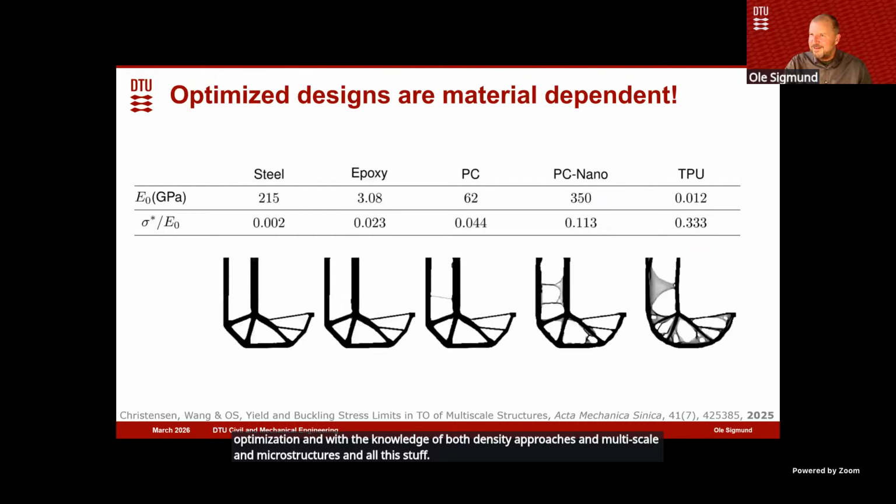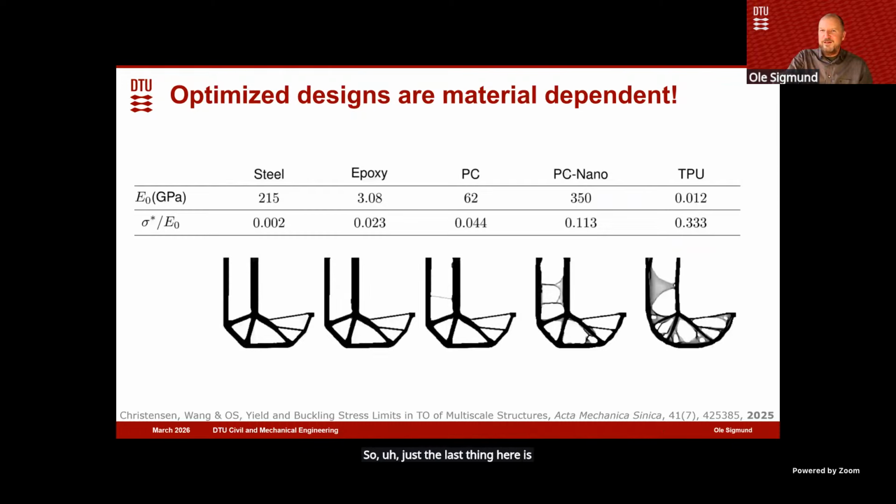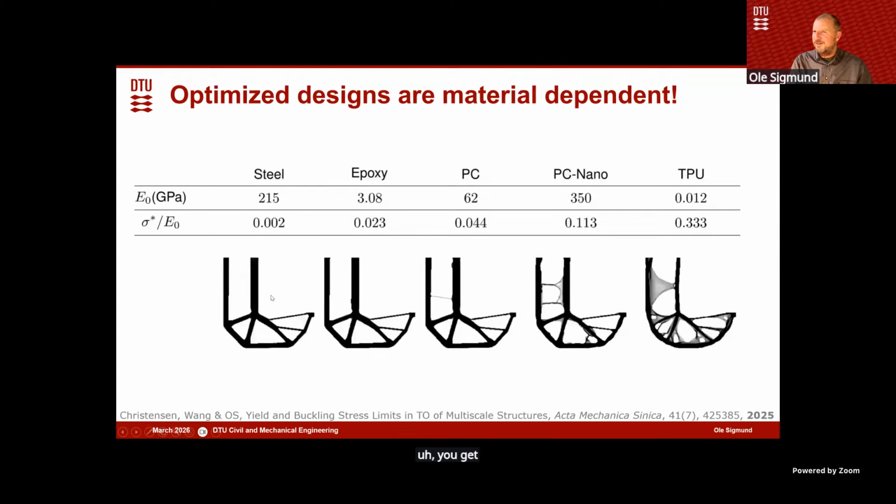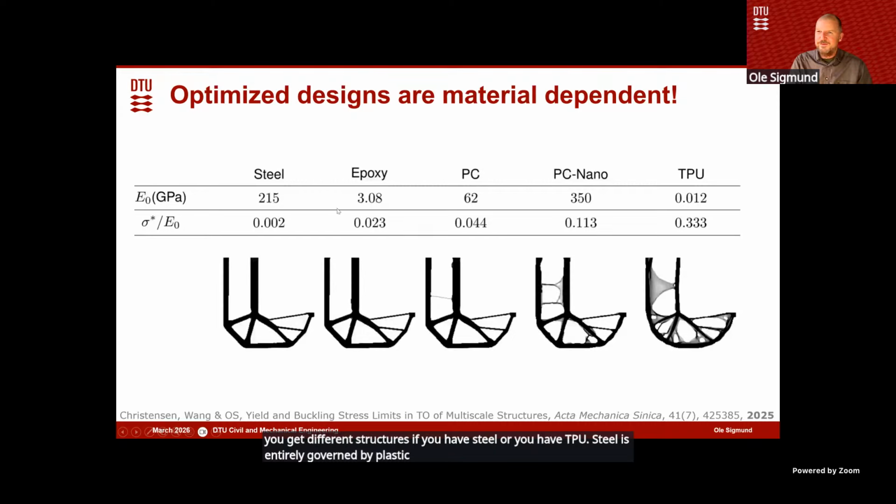Just the last thing here is you have to be aware that when you introduce yield stress constraints, it becomes material dependent. So in this case of the buckling and yield stress, you get different structures if you have steel or you have TPU. Steel is entirely governed by plastic yield stress constraints, whereas TPU is entirely governed by the buckling constraint. So that's another interesting point when you are doing multiscale here.